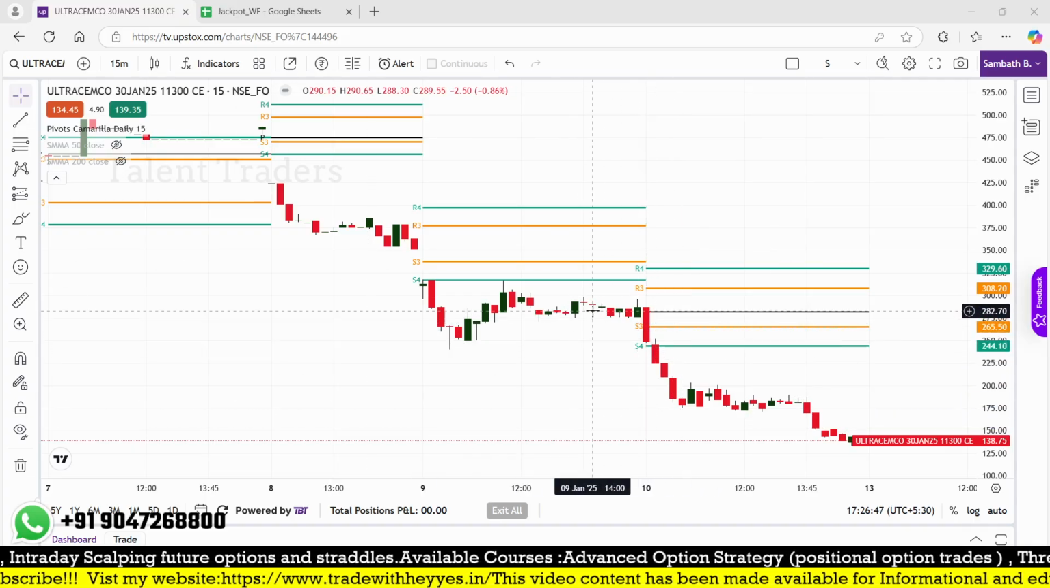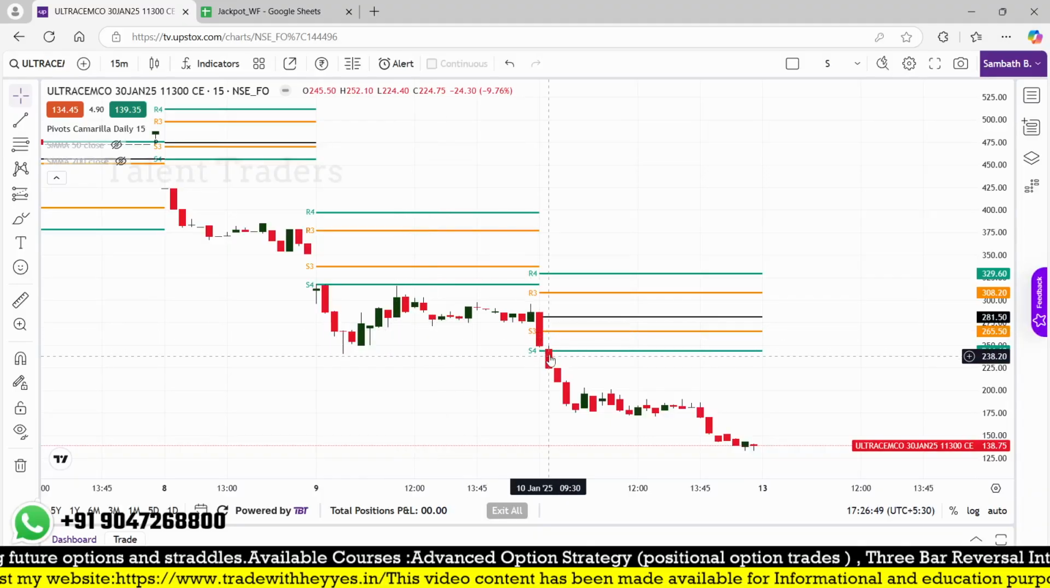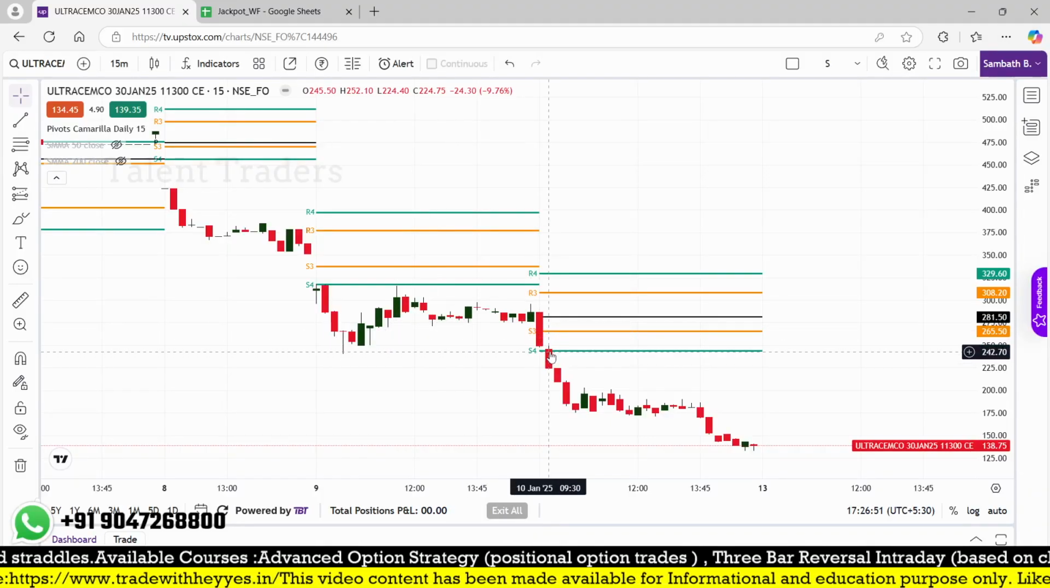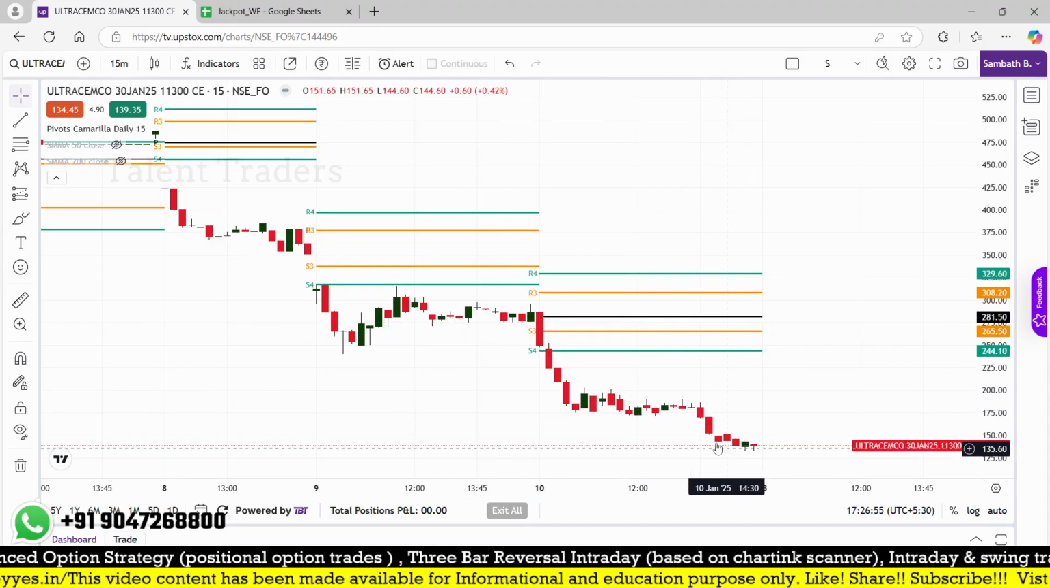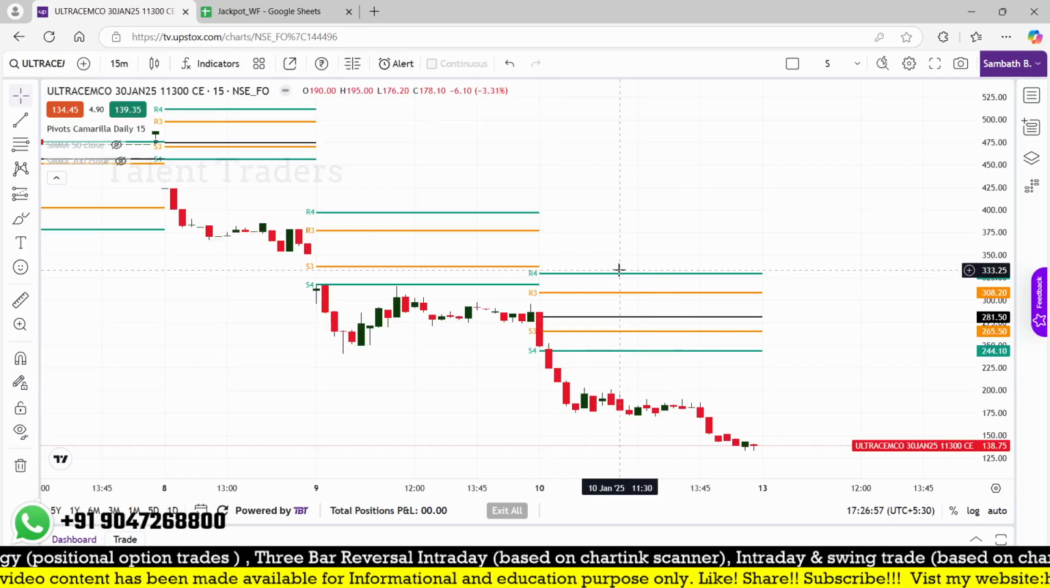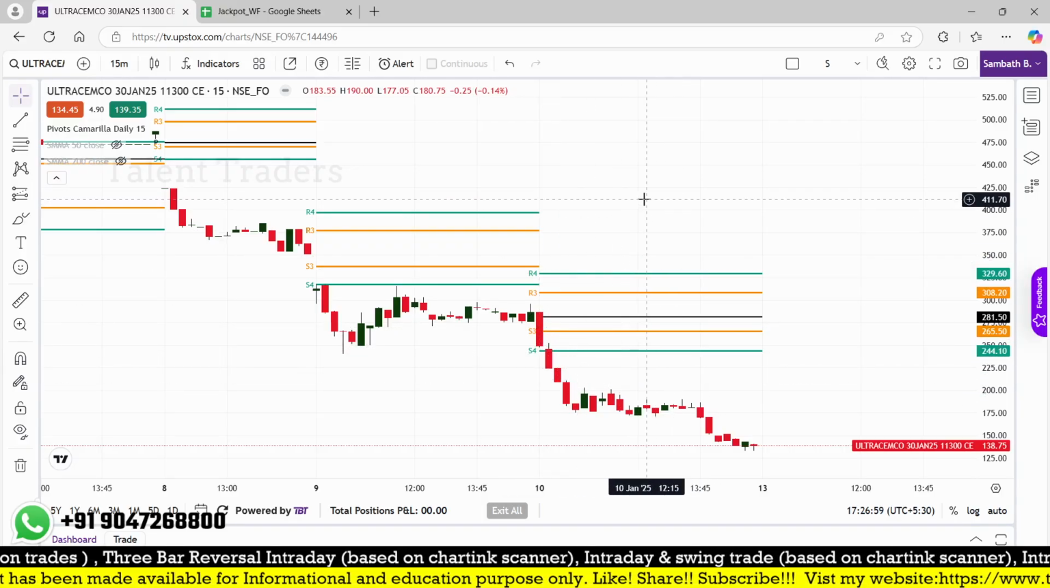In this case, for this exact strike price on the call side, it broke the S4 level on the second candle. That means we are not considering a short sell, and this option doesn't give you an opportunity for a breakout on the call side.